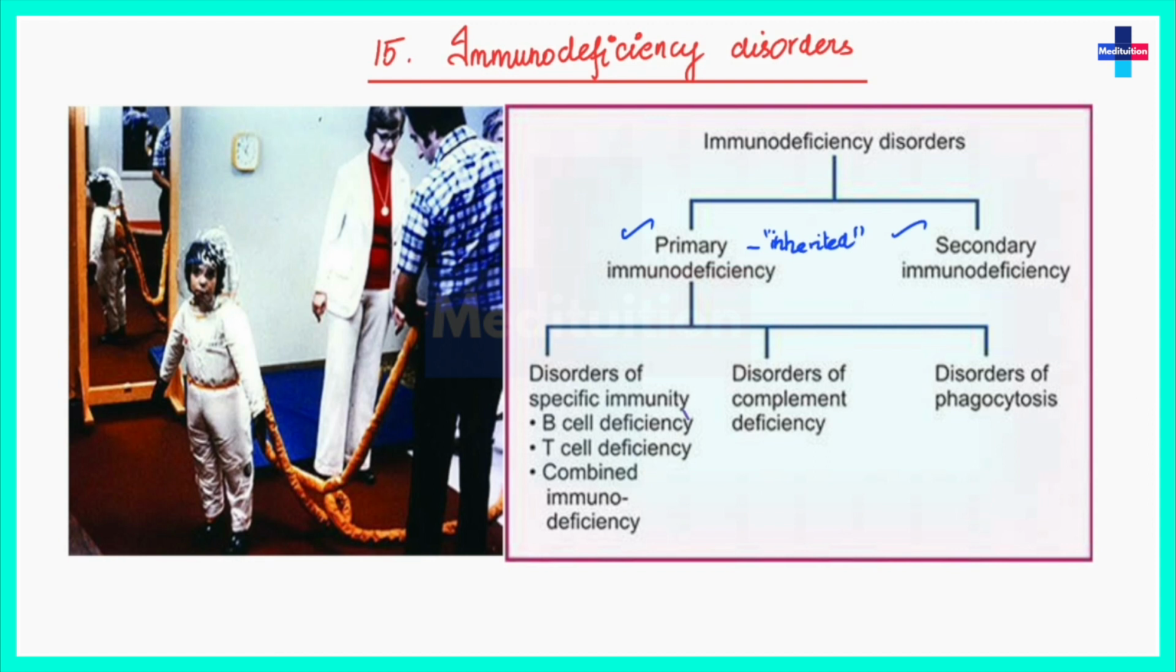First, it can be disorders of specific immunity, where there can be a deficiency in B lymphocytes, or a deficiency in T lymphocytes, or a deficiency in both B cells and T cells. That is called combined immunodeficiency disorder. Then there can be a disorder in which the complement system is affected, so there are disorders of complement deficiency. Then there is a disorder in which phagocytosis is affected, so we have disorders of phagocytosis.